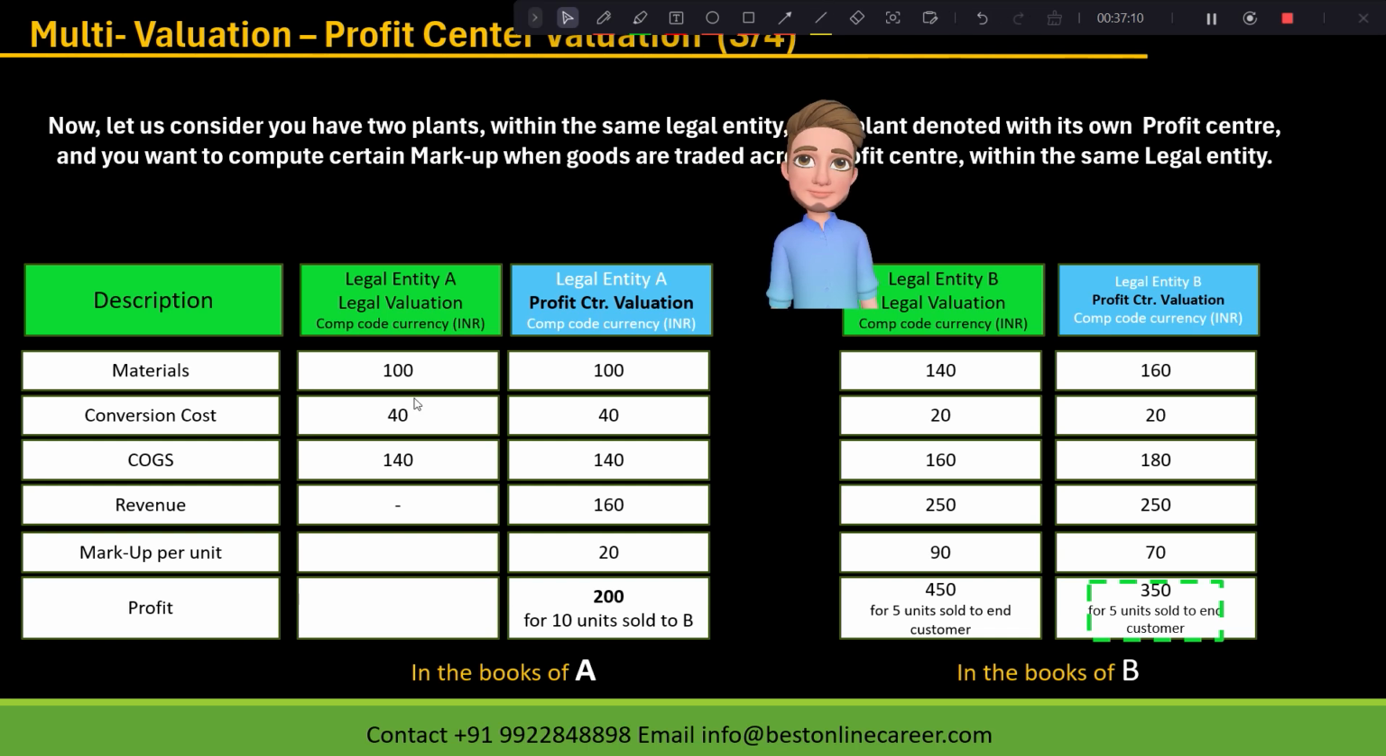My material cost is 100, my conversion cost is 40, my COGS is 140, cost of goods manufactured, and then you sell it for 140. Now you are not selling these 10 units as per legal valuation, that's why there is no revenue, no markup, no profit. But plant A is selling to plant B, and plant A is setting a markup of 20. So you have 20 here. On 10 units, they recognize a profit of 200.